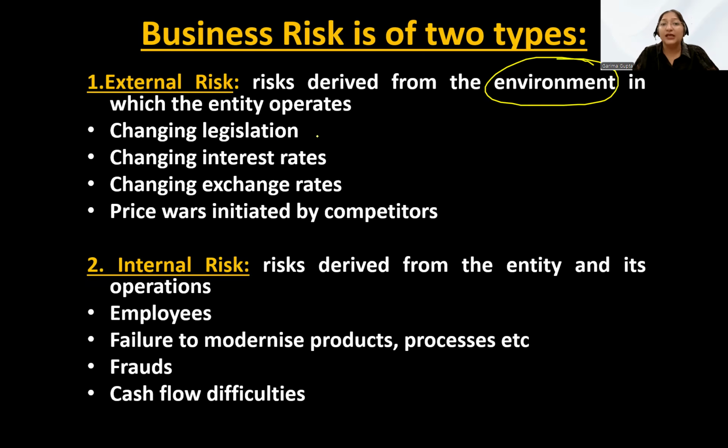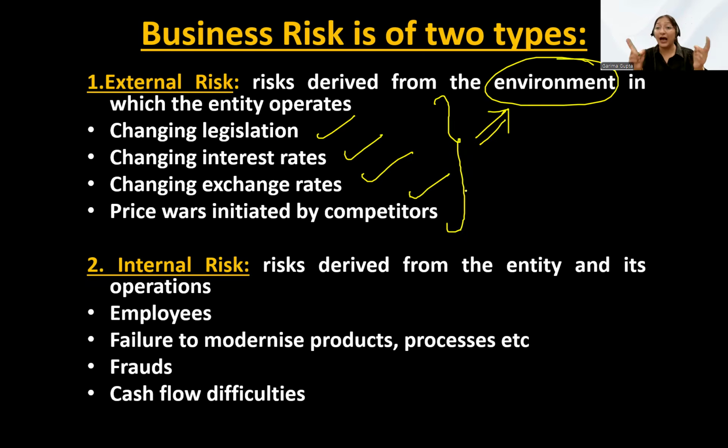Okay. For example, there's a change in the legislation. There is some change in the interest rate. There are changes in the exchange rates. There are price wars initiated by the competitors. All of these are because of the outside environment. This is not something which I or the management can control. This is something which is more from a macro point of view. So, any risk which is coming because of the environment in which I'm operating, the regulations have changed, the laws have changed, the interest rates are changing, what could I do? If these are leading to the business risk, it will be called the external risk factors.